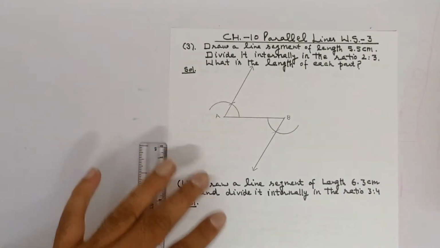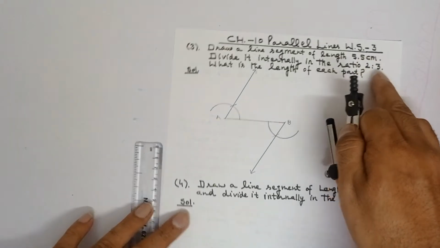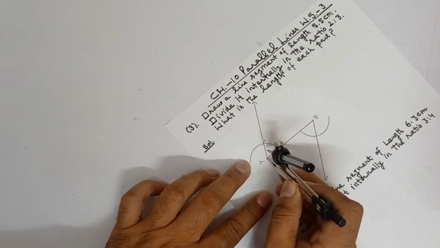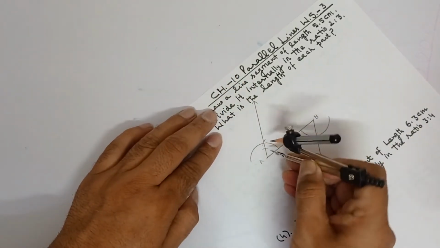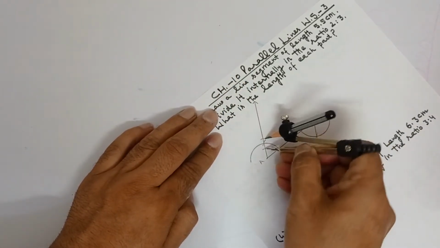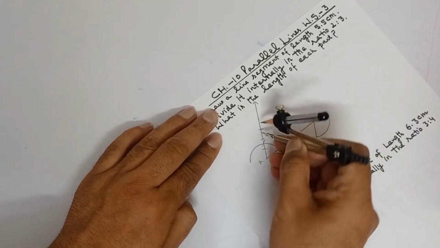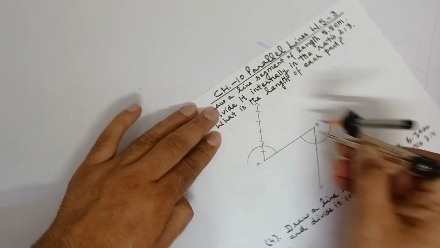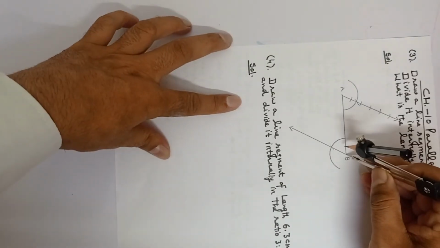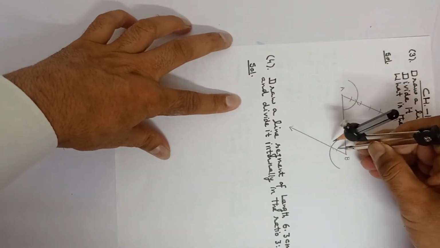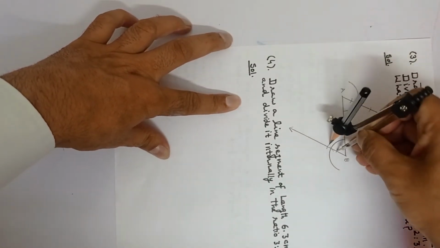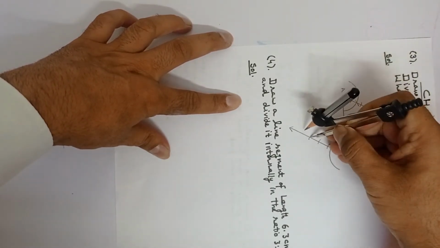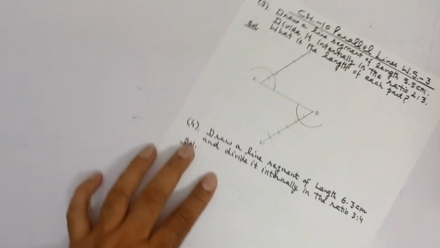It is 2:3, so you need to add 2 plus 3, that is 5. So 5 arcs: 1, 2, 3, 4, 5. And 5 arcs here also: 1, 2, 3, 4 and 5.